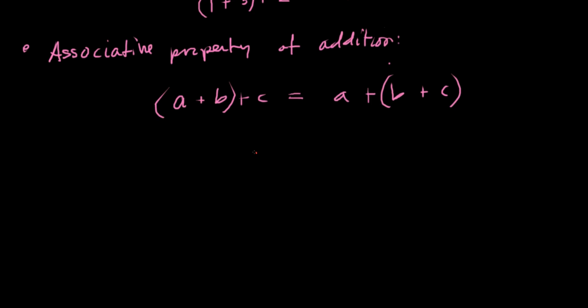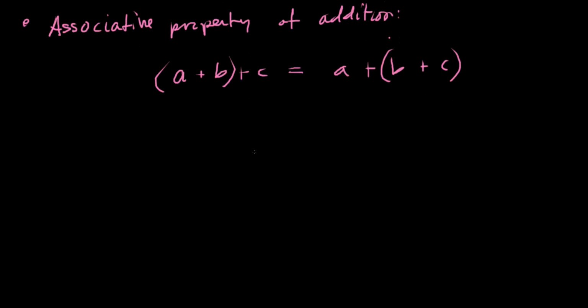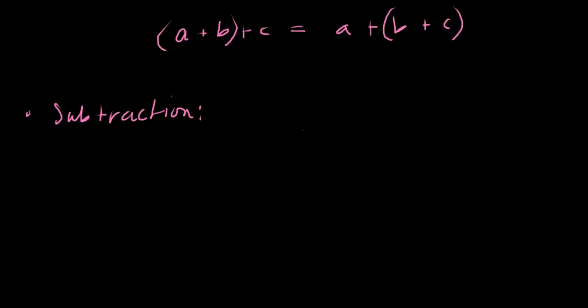Okay. Let's see. Is there an associative property of subtraction? Okay. So let's just write some numbers, and let's just do all subtraction. 1 minus 2 minus 3. If we did 1 minus 2 first, and then minus 3, you get 1 minus 2 is negative 1, minus 3 is negative 4.